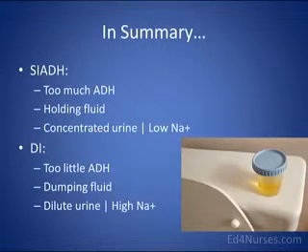So, in summary, SIADH is caused by too much antidiuretic hormone. Patients hanging onto fluid, they got concentrated urine with a low sodium. Diabetes insipidus, too little antidiuretic hormone. They're dumping off fluid, dilute urine, and a high serum sodium. That's how we're going to find these problems.